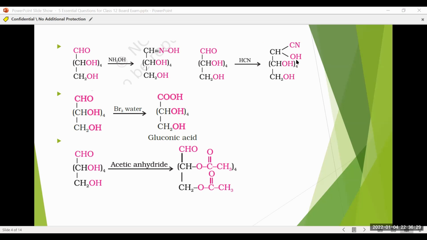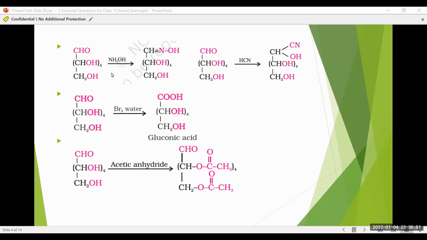So you can see that two reactions are proving the same matter, the same concept. The glucose has got a carbonyl group. Let us come to what kind of carbonyl group is found in glucose. Is it an aldehyde or ketone?